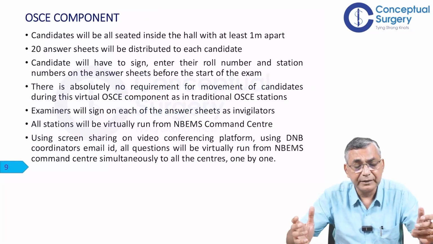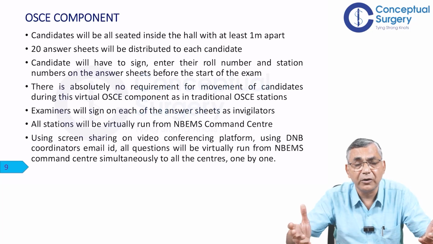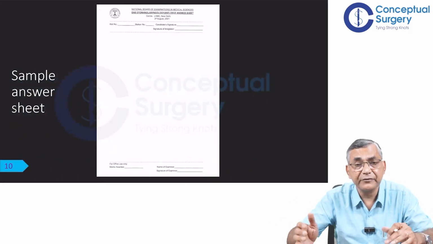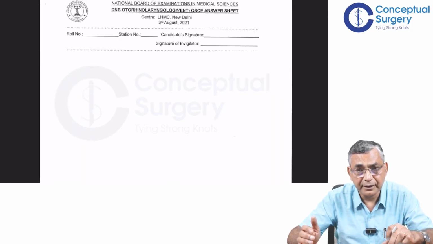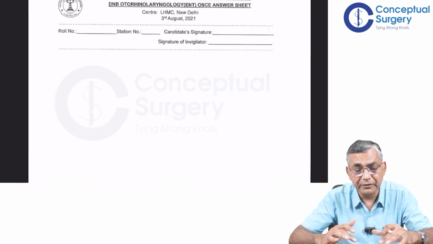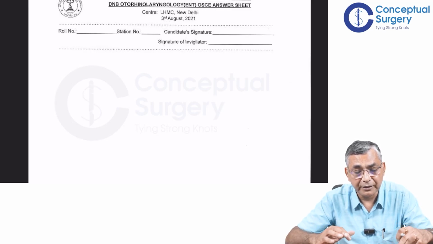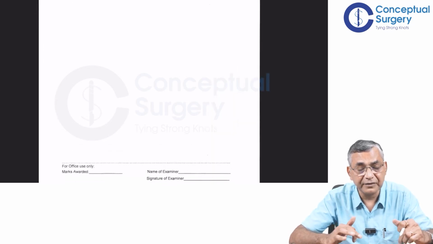So now let's come to the OSCE bit a little bit. The candidates are seated in a hall, and you are given answer sheets. This is the way the answer sheet works. Let me blow it up for you, I'm magnifying it. This particular one was a scan from the national board, and you have to write your roll number, station number, signature, invigilator. And at the bottom is the examiner who is checking.